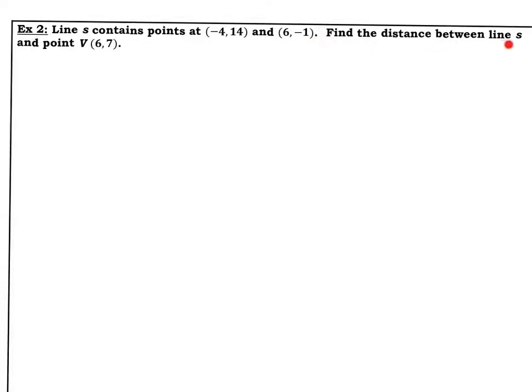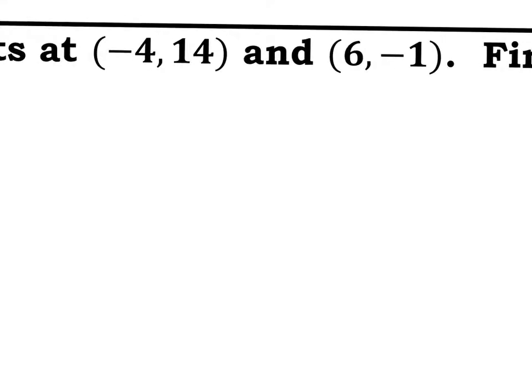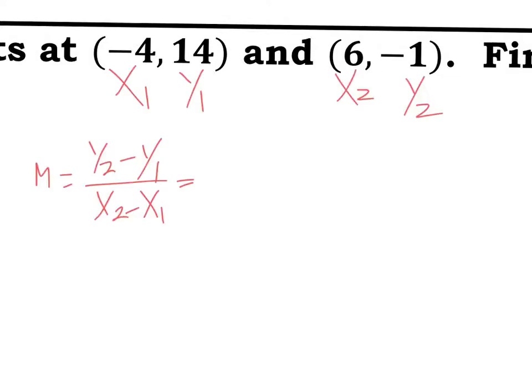Find the distance between line S and point V at (6, 7). So if I'm going to use the same steps as I did before, I'm going to create the equation that runs between these 2 points. So the first thing I need to do is figure out my slope. So I'm going to label my points as x1, y1, x2, y2, and use my slope formula here.